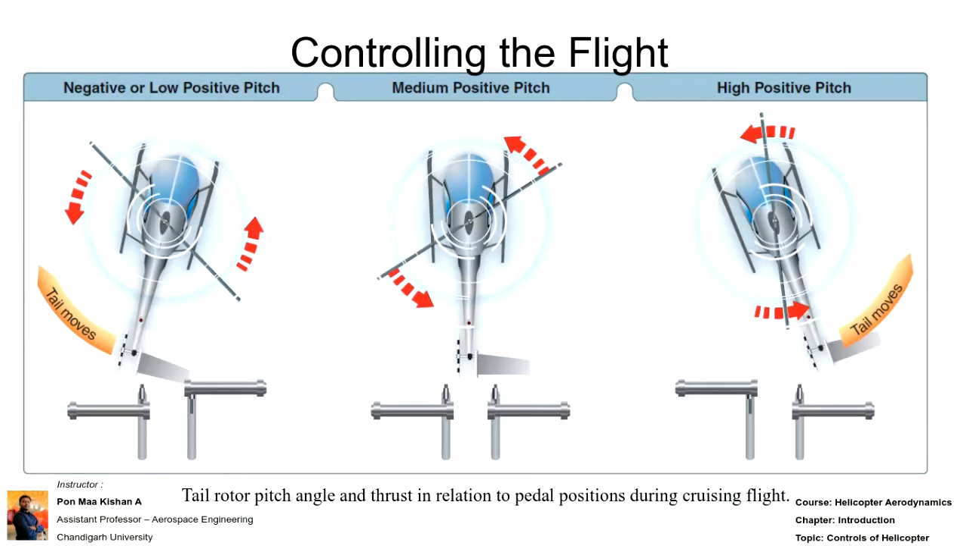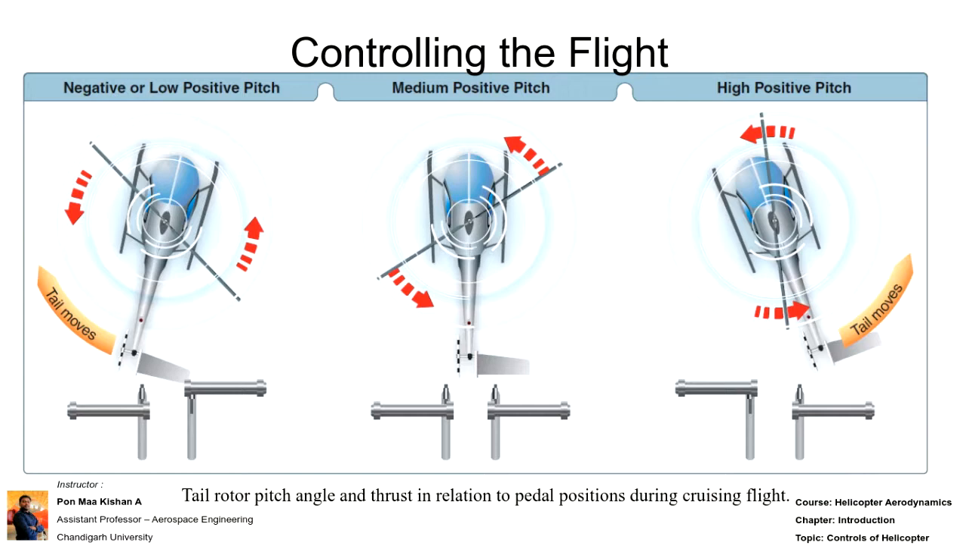So how will the pilot control that direction? Suppose I'm hovering here. I hope you can see the video. If I am hovering here, then I want to turn, I want to change the direction. What the pilot will be doing is controlling with the anti-torque pedals. Let's see how it will be working.